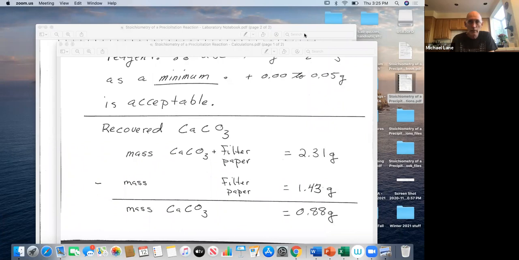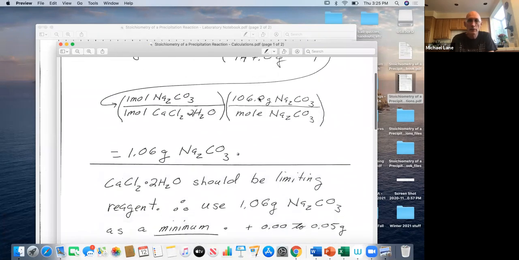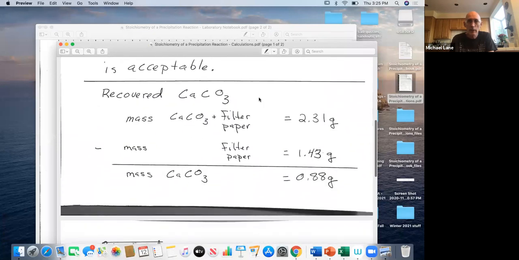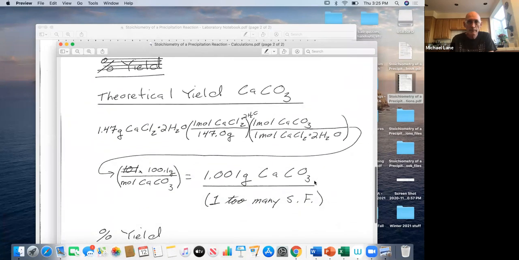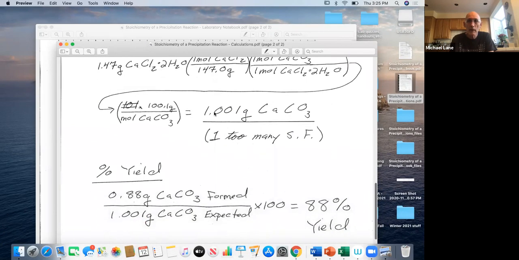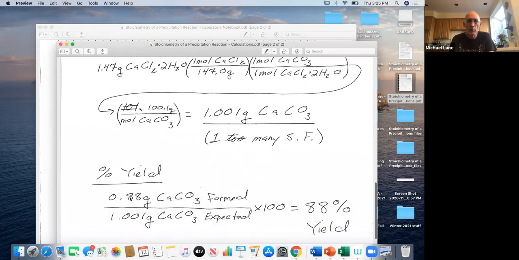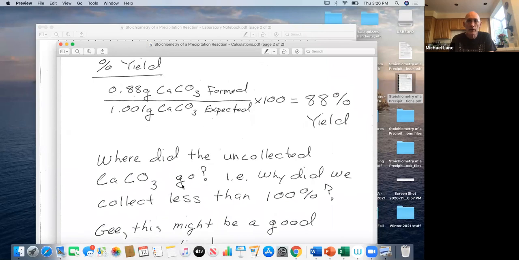Where are we? Calculations, I've already shown you these before. So here's my mass of the calcium carbonate and filter paper, the value that I just said that we'll presume that I obtained, the mass of the calcium carbonate, the theoretical yield calculations. Theoretically, I should get 1.001 grams of calcium carbonate. In actuality, I obtained 0.88 grams. So the percent yield is 88%. And then I'll let you consider where the uncollected calcium carbonate went.